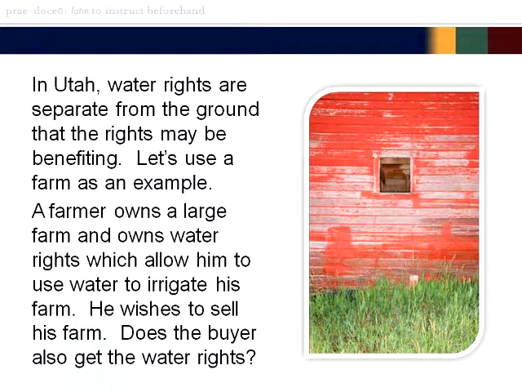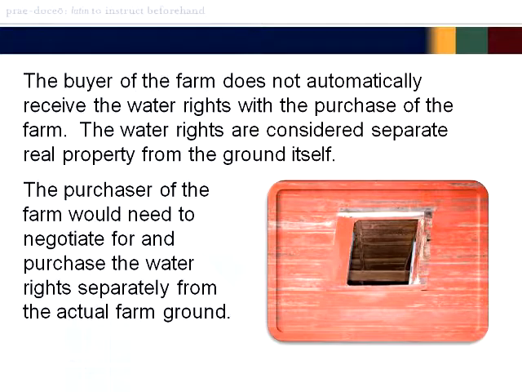Let's use a farm as an example. A farmer owns a large farm and owns water rights which allow him to use water to irrigate his farm. He wishes to sell his farm. Does the buyer also get the water rights? The buyer of the farm does not automatically receive the water rights with the purchase of the farm. The water rights are considered separate real property from the ground itself. The purchaser of the farm would need to negotiate for and purchase the water rights separately from the actual farm ground.